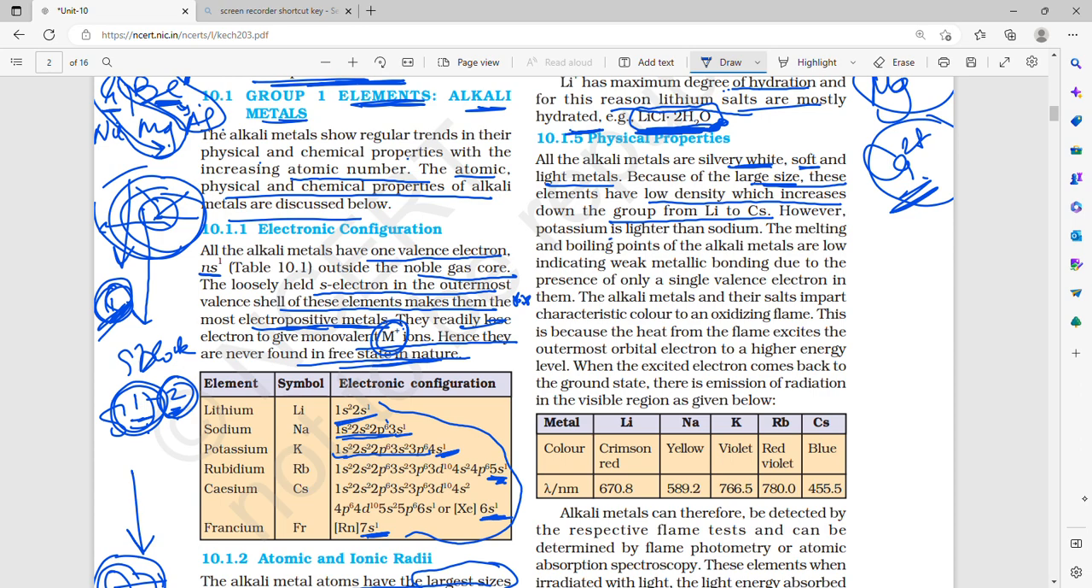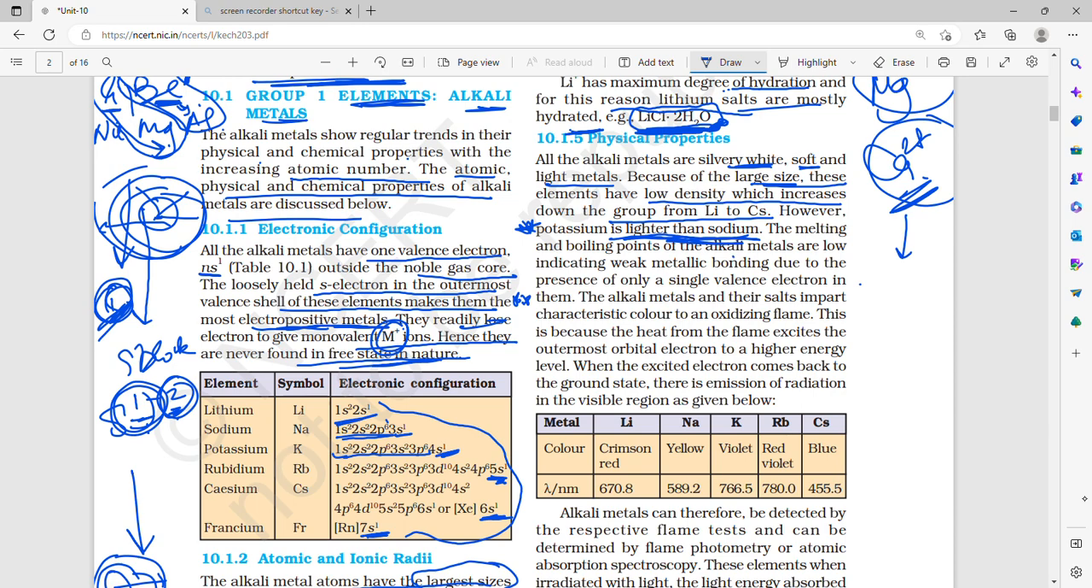However, potassium is lighter than sodium, so this is an exception. So the density increases from lithium to cesium, but potassium is lighter than sodium, so this is an exception.